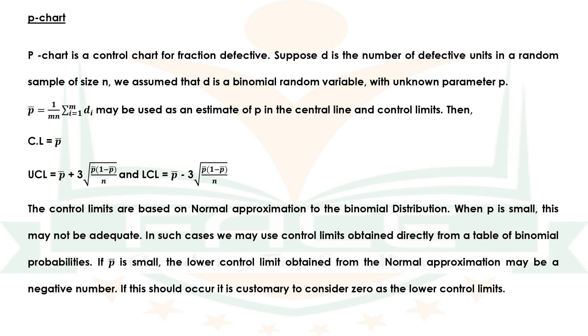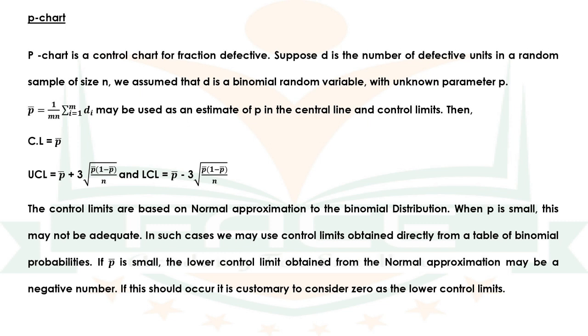Then CL is P bar and UCL is P bar plus 3 into square root of P bar into 1 minus P bar divided by n. And LCL is P bar minus 3 into square root of P bar into 1 minus P bar divided by n. The control limits are based on the normal approximation to the binomial distribution.